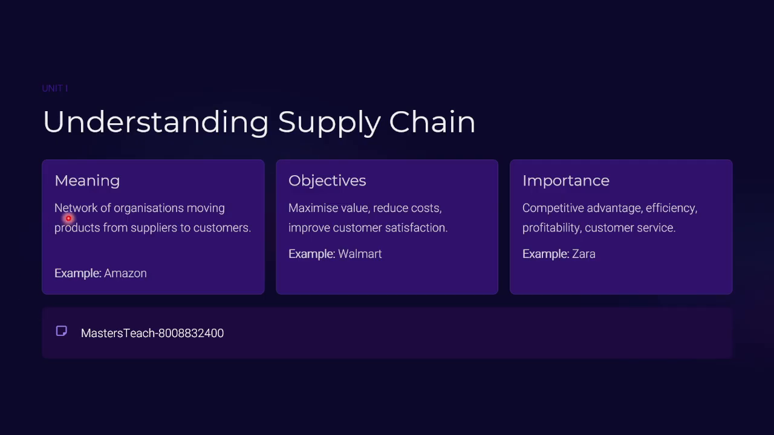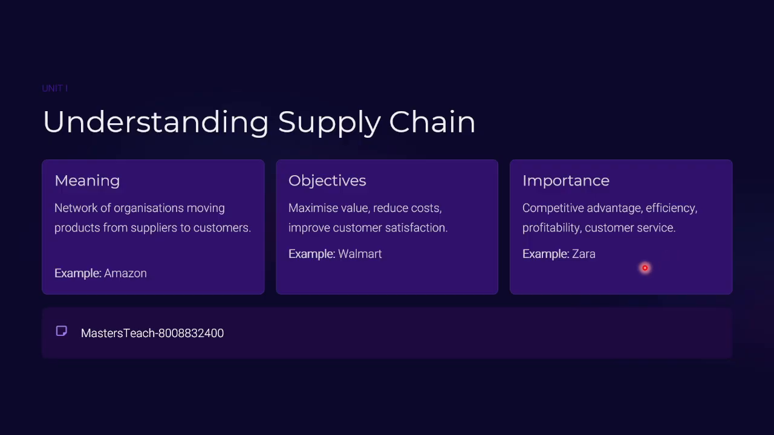Here, the supply chain meaning: it is a network of organizations moving products from supplier to the customers. Example, Amazon. So the objective of supply chain is that the value of the goods must be maximum, reduce the transport cost, and improve the customer satisfaction. Example, Walmart. Then importance of supply chain management: to have competitive advantage, efficiency, profitability, and customer service.